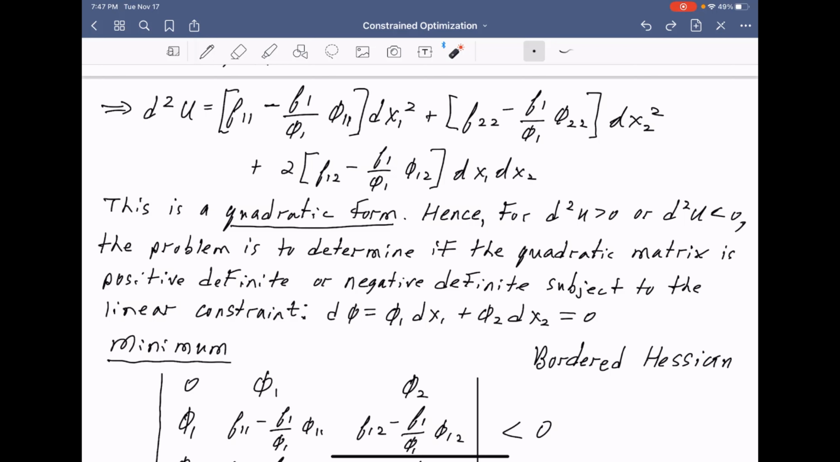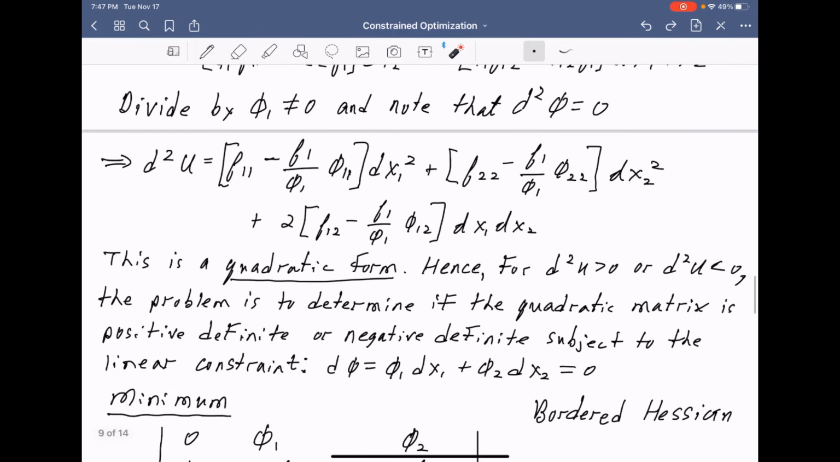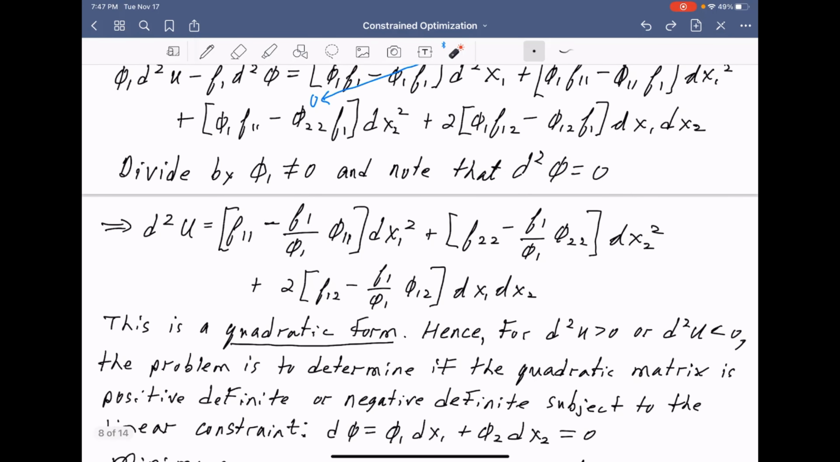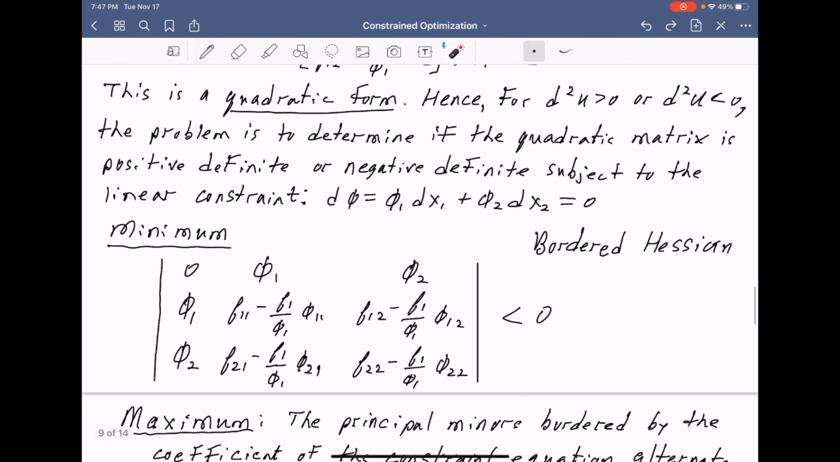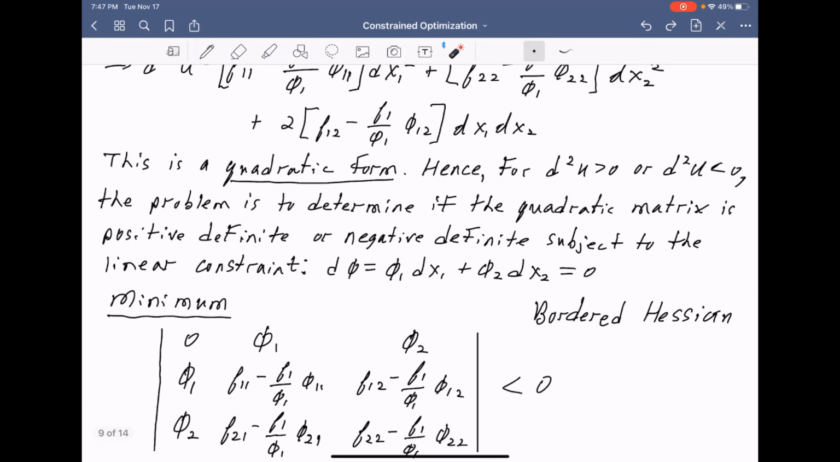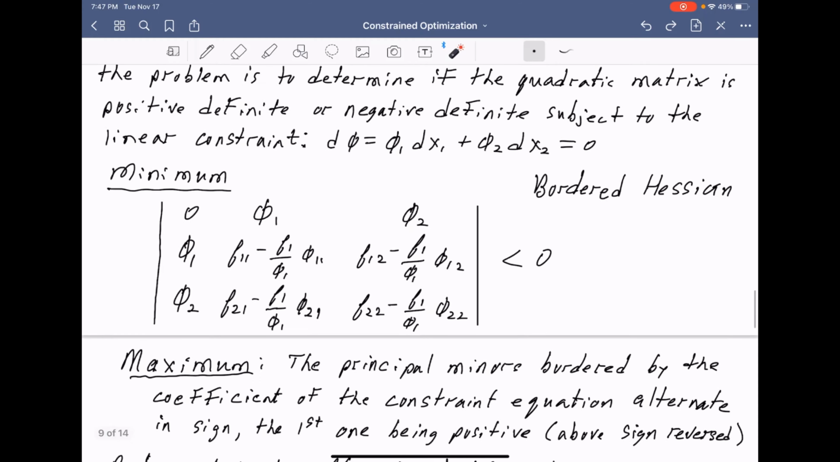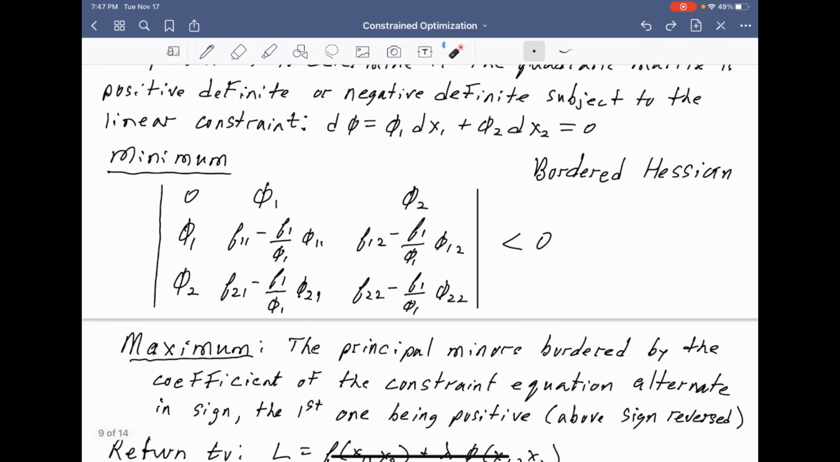Remember, we talked about positive definite and negative definite matrices in several lectures ago. And we have a linear constraint, d phi, looking like that. And it was the linearity that caused this assumption to hold. So for a minimum, we create what is called a bordered Hessian.